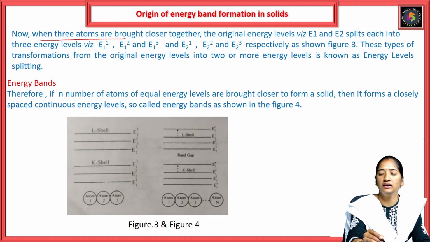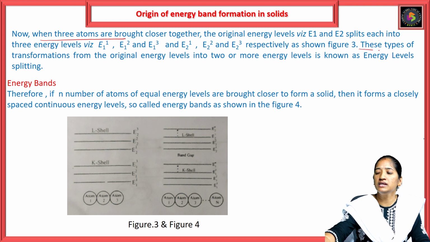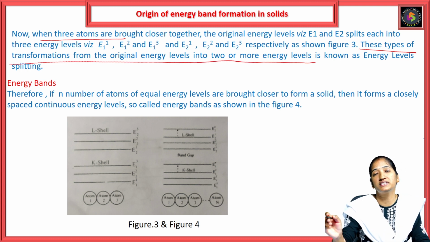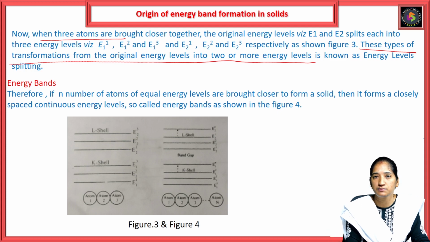This type of transformation from the original levels into two or more energy levels is known as energy level splitting. If you consider two atoms, the energy levels split into two energy levels. If you consider three atoms, each shell splits into three energy levels. Like that, the process goes on. This type of splitting is called energy level splitting.